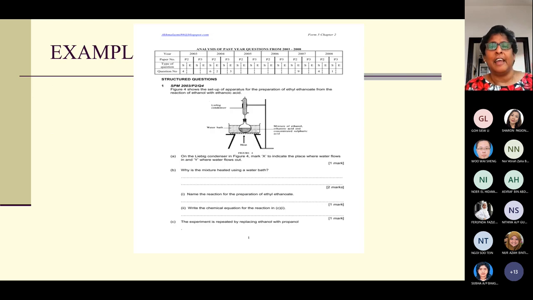Okay, so this is an SPM question. And if you look at that question, it is very technical. If you look at the words there, you see Liebig condenser, you look about the mixture in the water bath, you look about reactions, you look about chemical equations. So all the questions have got the jargon that is associated with the laboratory only.